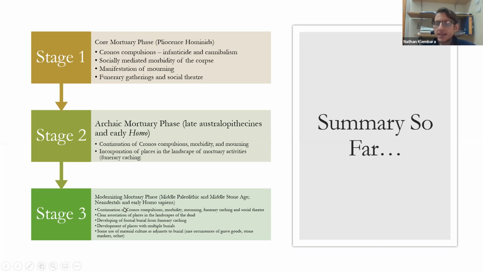And then stage 3 is the Neanderthals and early Homo sapiens, where we continue to see Cronos compulsions, morbidity behaviors, mourning, funerary caching, social theater, things like that. We now have a clear association with places on the landscape being associated with the dead. But also now we're developing this formal burial from earlier funerary caching. We're seeing places with multiple burials, so very, very early cemeteries. We don't really start calling things cemeteries until like the very late Upper Paleolithic into the Mesolithic. And also the incorporation of grave goods.